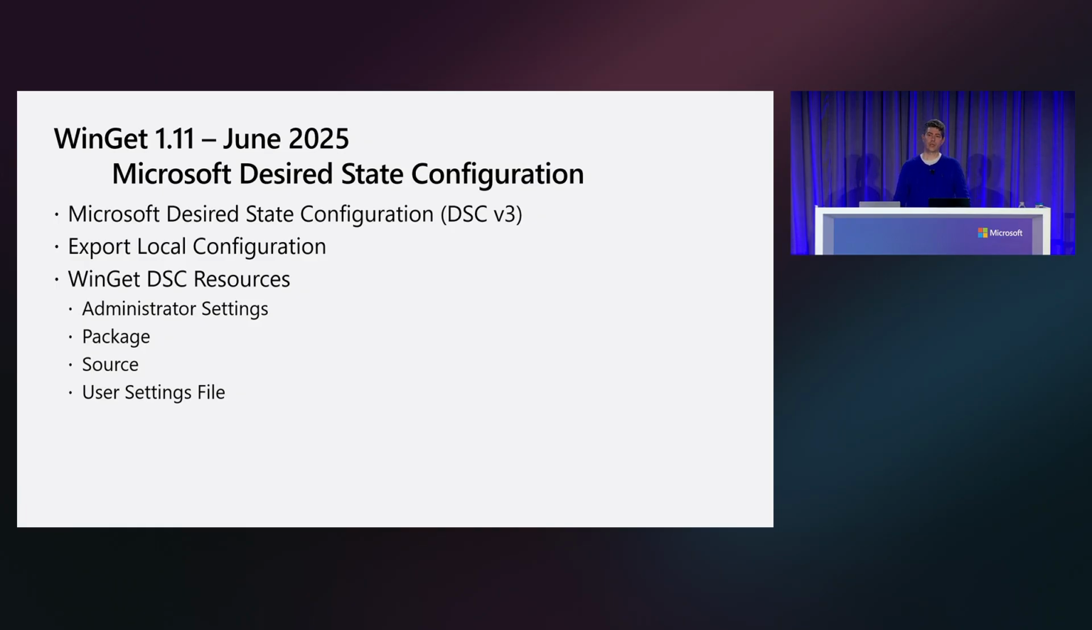Then with Winget 1.11 in June, and this was right around the time for Microsoft Build, we did the initial release with Microsoft desired state configuration. We added a capability to export the local configuration, and we implemented our first DSC v3 resources in Winget. And I'll go into a little bit more about those configuration as code terms here in a few minutes.